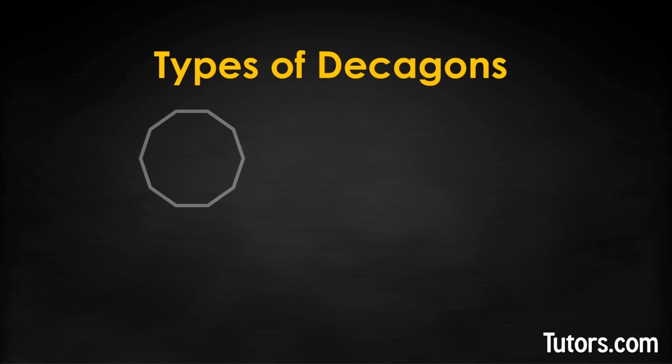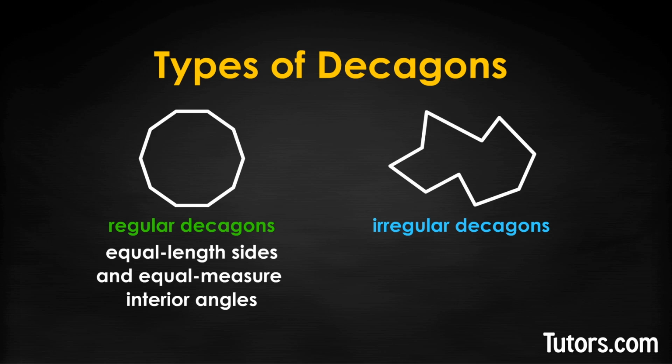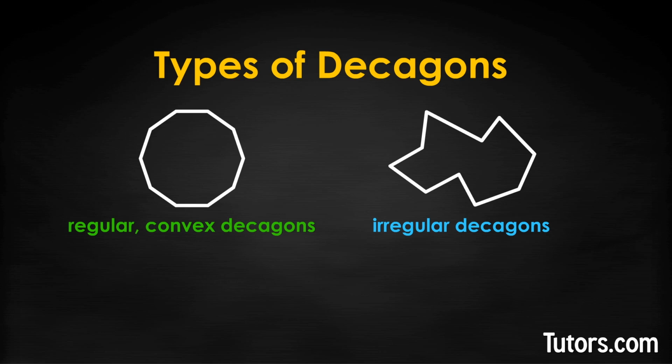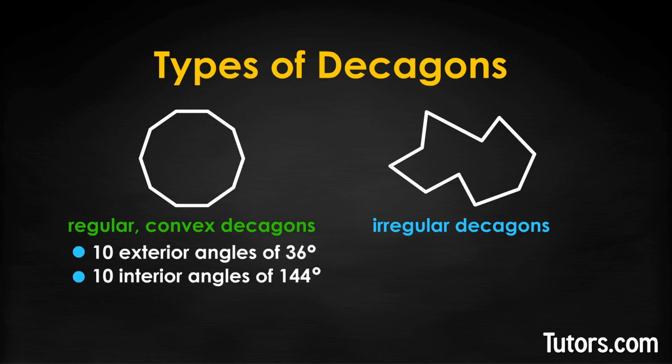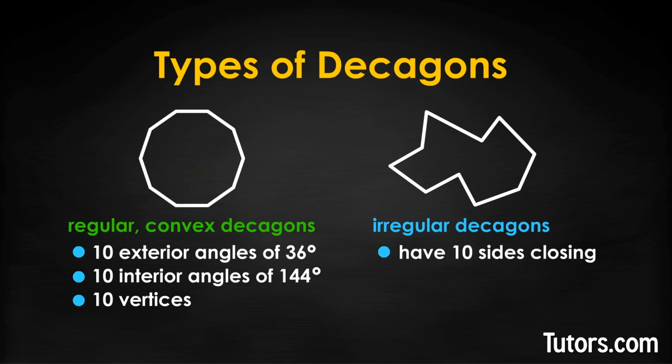All polygons can be drawn as regular, equal length sides, equal measure interior angles, or irregular, not restricted to congruent angles or sides. The regular convex decagon is a subtle and elegant shape, with 10 exterior angles of 36 degrees, 10 interior angles of 144 degrees, and 10 vertices. Because it is a challenging shape to make, the regular convex decagon is popular with coins, like those from Australia, Belize, and Hong Kong.